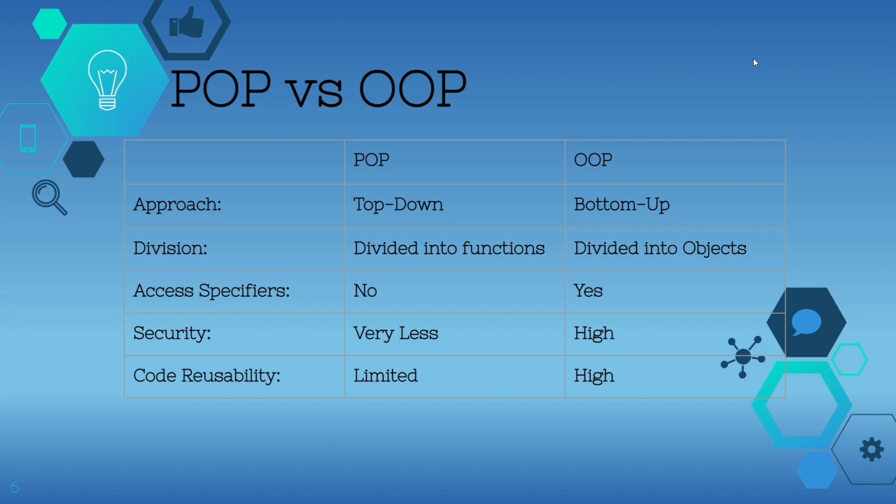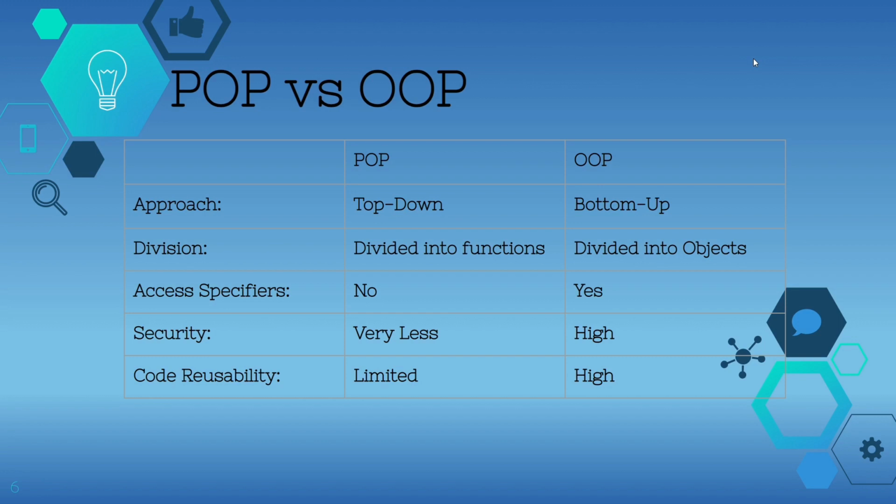The second is division. Procedure-oriented programming is divided into functions, whereas object-oriented programming is divided into objects. Third is access specifiers. Procedure-oriented programming doesn't have any concept of access specifiers. Object-oriented programming has access specifiers such as public, private, protected, etc. The fourth difference is about security. In procedure-oriented programming, very little security is available, whereas object-oriented programming provides us with high security due to access specifiers as discussed earlier. In this, private access specifier provides the highest security.